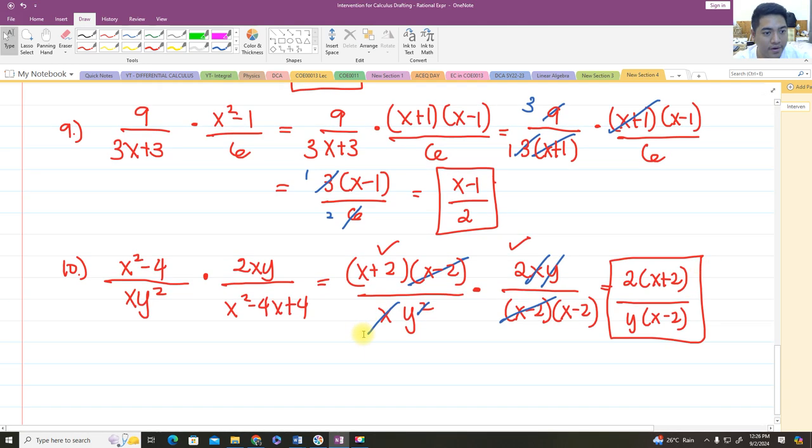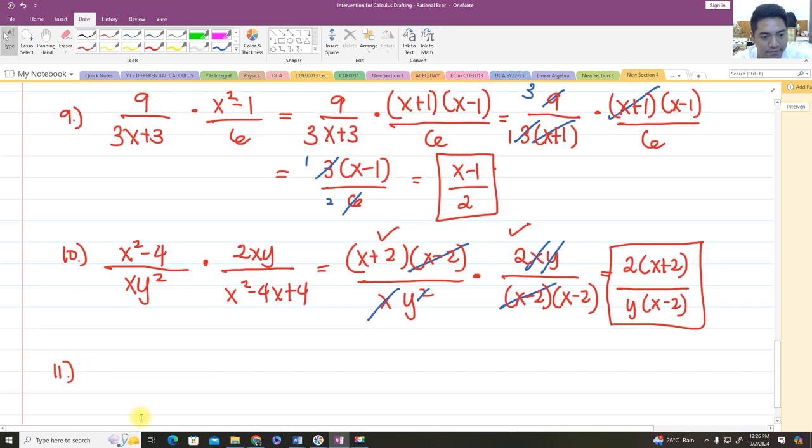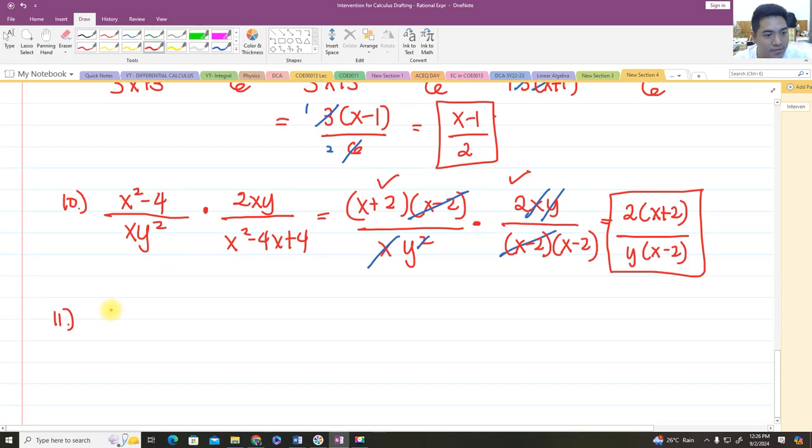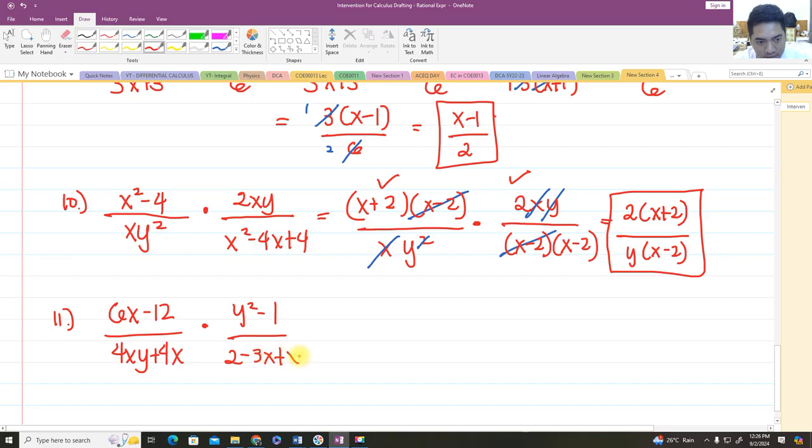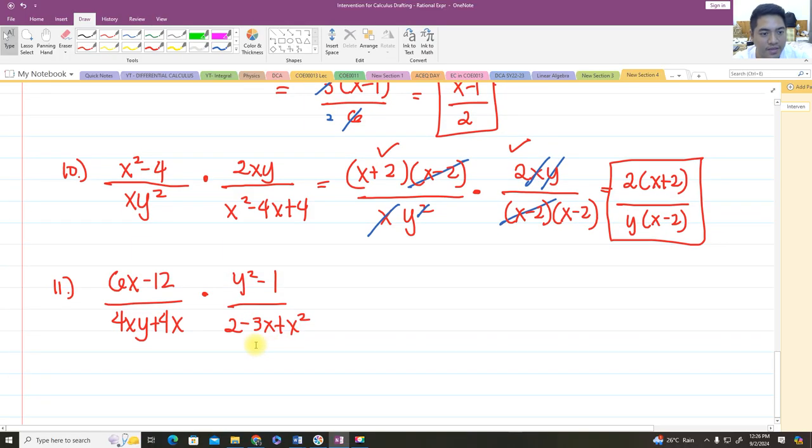So how about for number 11? Okay, let's try. You have 6x minus 12 all over 4xy plus 4x, multiplied by y squared minus 1 all over 2 minus 3x plus x squared. Okay, so 2 minus 3x plus x squared.